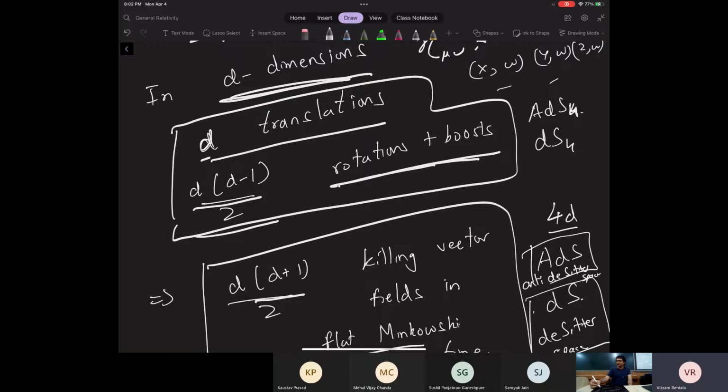And standard Minkowski space, let's say you can denote as M4. These are spaces with 4 spacetime dimensions with Lorentzian signature, that is -1, 1, 1, 1 when I diagonalize the metric at a point. They all have the same number of isometries, but they're different spaces. DS4 has positive curvature, ADS4 has negative curvature.